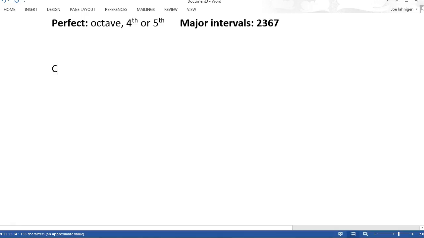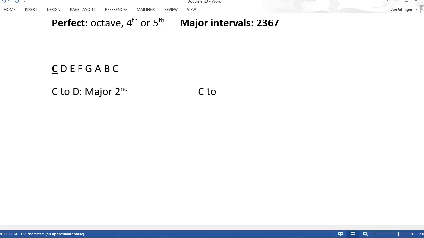So the way you figure this out is you just have to count. So let's do this in the key of C. So these are all going to go from C to something. Okay? So let's do from C to D. What type of interval is that? Think about it for a second. You might need to count it. What type of interval is C to D? The answer is major second.